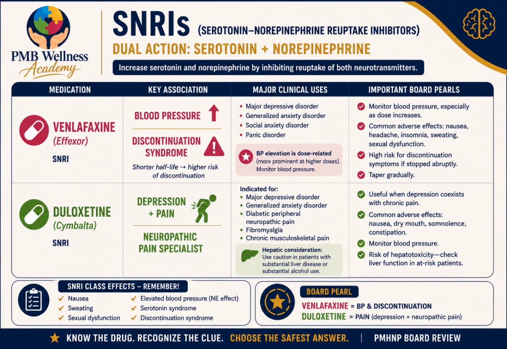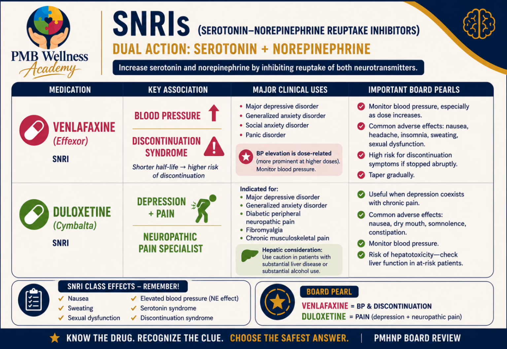So let's talk about serotonin norepinephrine reuptake inhibitors, or SNRIs. They inhibit the reuptake of both serotonin and norepinephrine. Because norepinephrine is involved, cardiovascular effects such as changes in blood pressure and heart rate become particularly important. First, we'll discuss venlafaxine or Effexor. Venlafaxine should make you think about two things: blood pressure and discontinuation.